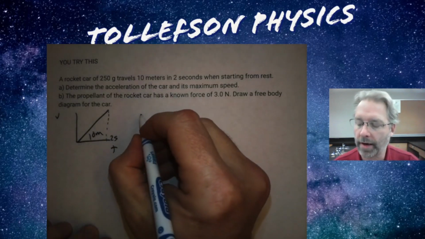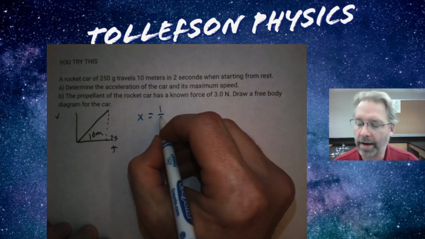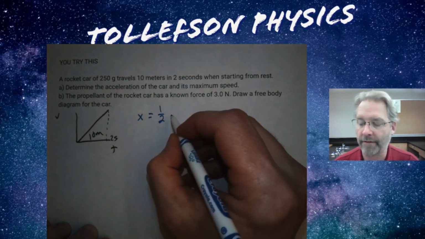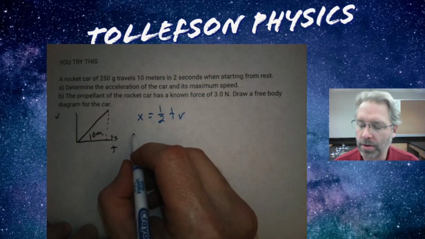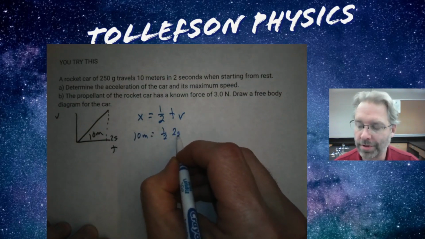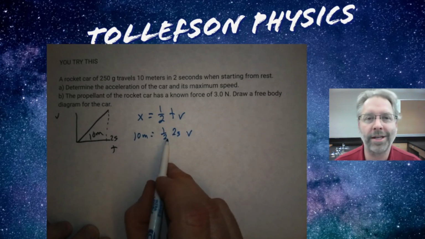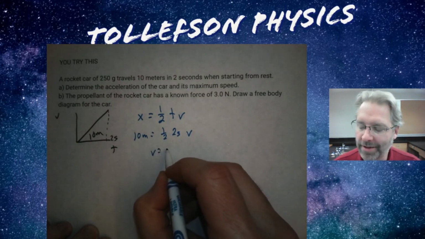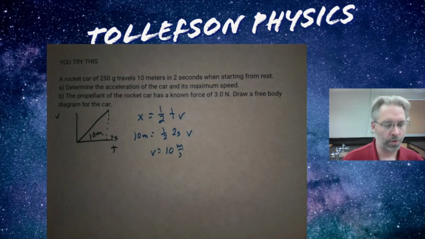So once again, the area is known as the displacement, and it's a triangle, so it's 1/2, base is time, height is velocity. So let's directly substitute the numbers this time. 1/2 times 2 seconds times v. So the 2's cancel each other, so that final velocity ends up being 10 meters per second. All right, so it's cruising.